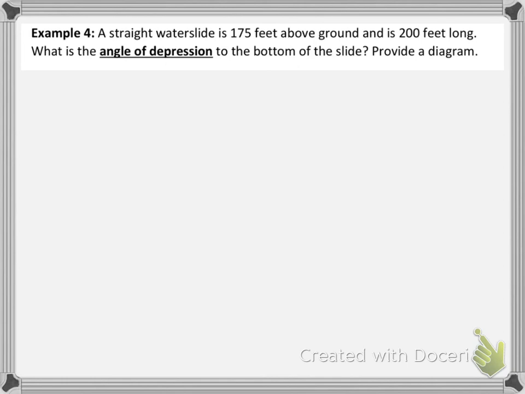Okay, last one. Let us go down a giant straight water slide that is 175 feet above ground. It's 200 feet long. What is the angle of depression to the bottom of the slide? Provide a diagram. Okay, so another scenario of a 90-degree triangle.